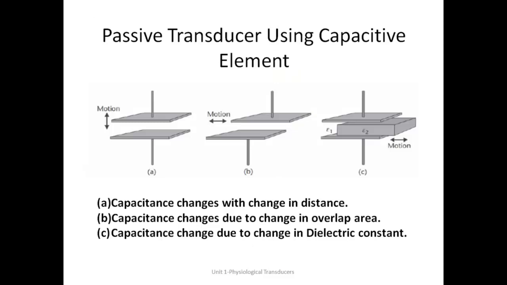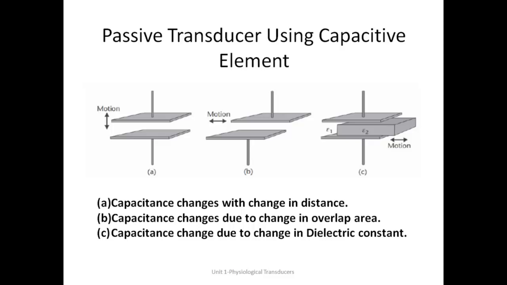If we summarize from this picture, it will be more clear. You have a capacitor with two parallel metal plates. One possibility is vertical movement: the capacitance will change with the distance between the two. Second, you can have horizontal movement, where the capacitance changes due to the change in overlap area. And third is where the dielectric slab in between is moving and the plates are fixed, so the capacitance changes due to the change in dielectric constant.